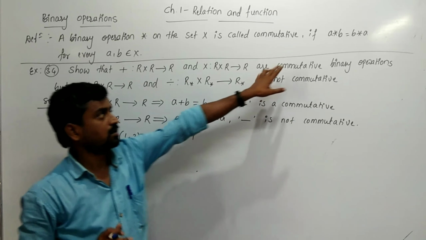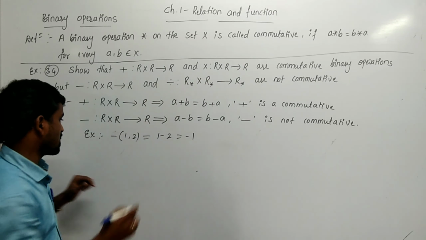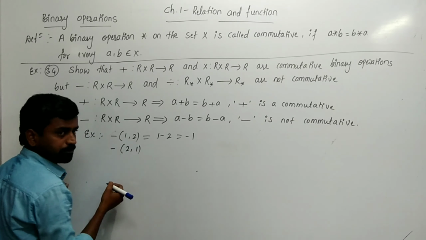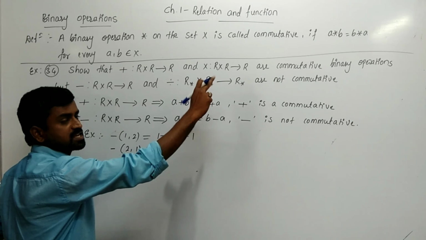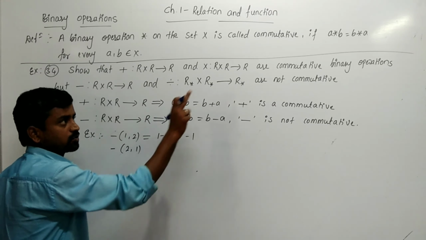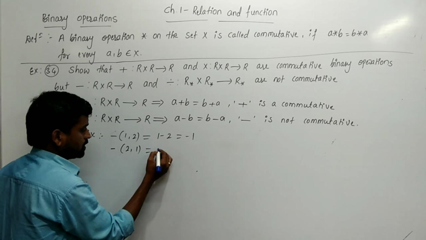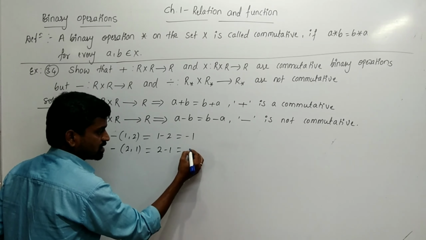Commutative law: LHS equals RHS. This one is A star B, then B star A. With A, B being 1, 2, A star B is (1, 2) and B star A is (2, 1). Here, subtraction on (2, 1) is 2 minus 1, which is 1.